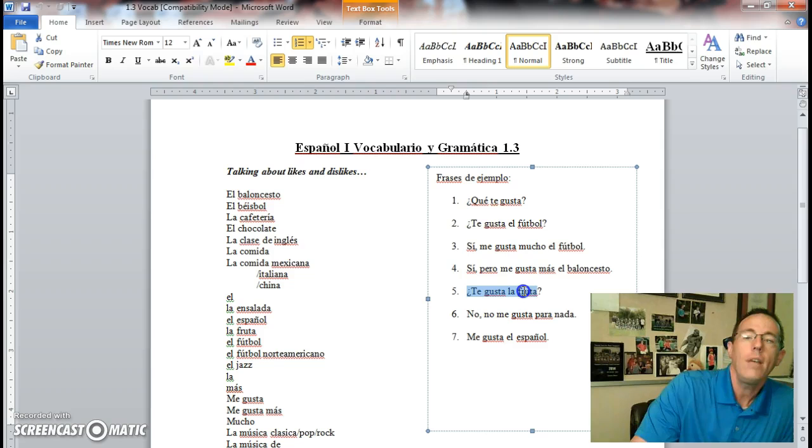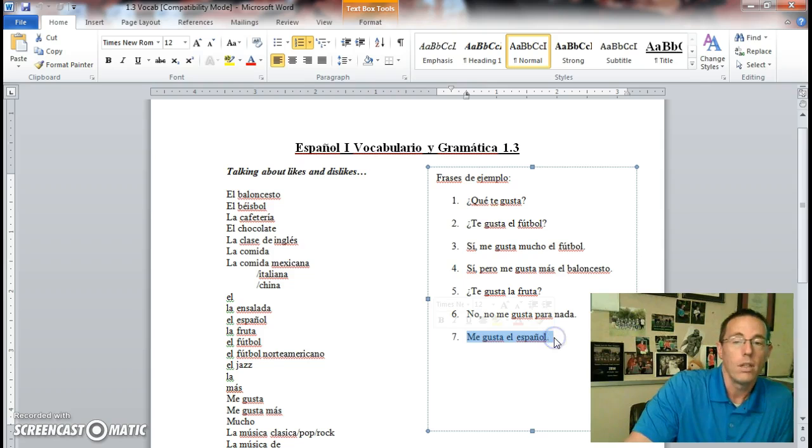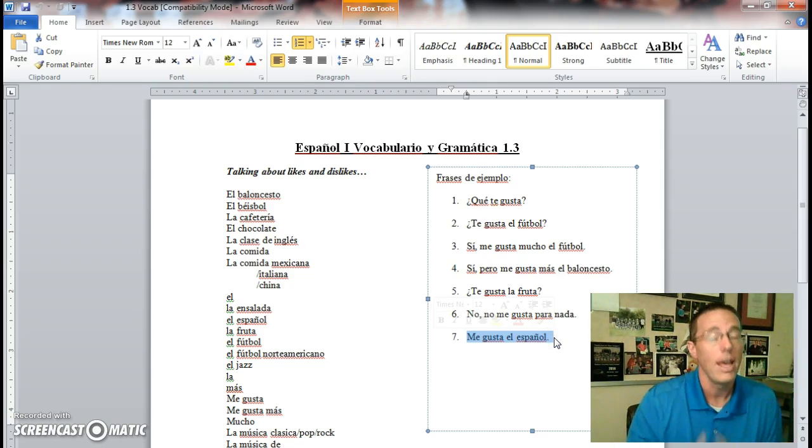¿Te gusta la fruta? Do you like fruit? No, no me gusta para nada. No, I don't like it at all. Me gusta el español. I like Spanish. A very common phrase, especially if you want to earn extra points with me. Something to consider moving forward.